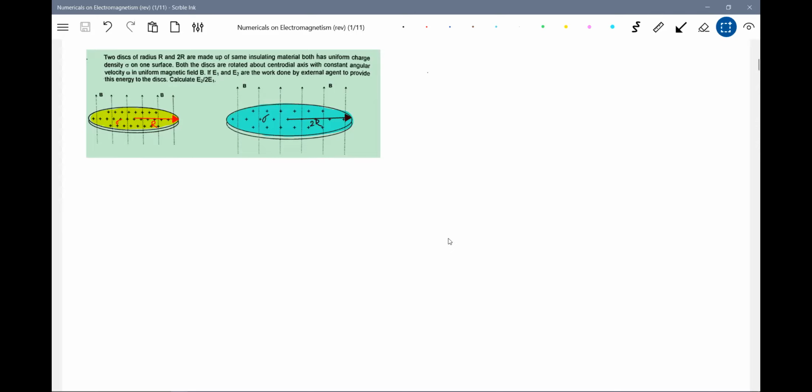Both rotational kinetic energy plus also this one. Let's see that rotational kinetic energy has not been given the uniform charge density, has not been given the density of material made up of the same insulating material. So we'll take rho as the density of material. Sigma we use for charge density, we'll use rho. First, let's get into the magnetic field due to a rotating disk.